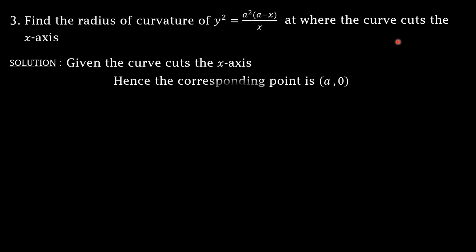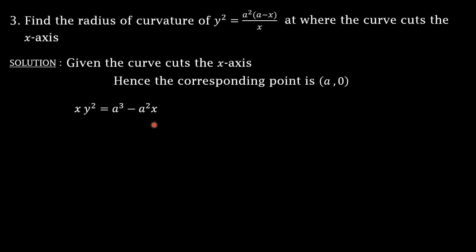And on the x-axis, what will be your y coordinate, students? The value of y is 0, right? So just substitute the value of y to be 0, so that the corresponding value of x will be equal to a. So over here, you have to find the radius of curvature at the point (a, 0). Just rearranging the terms over here, so that you are going to get the equation as x y square is equal to a cube minus a square x.